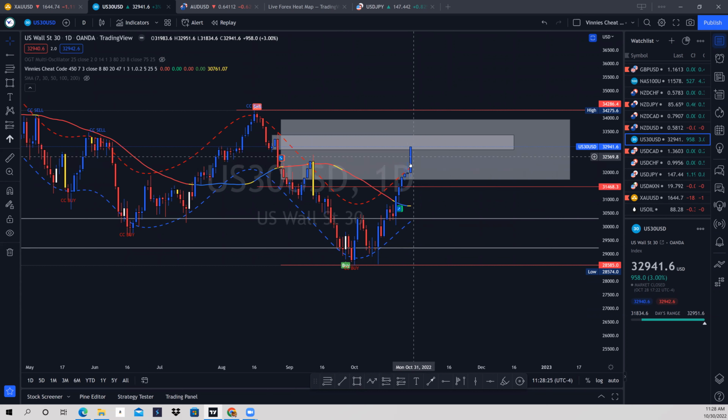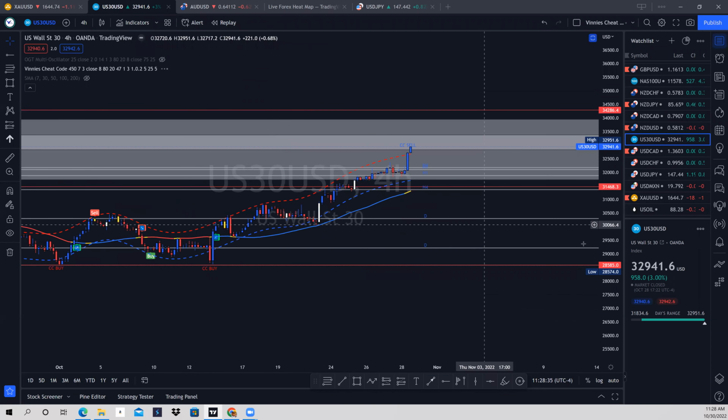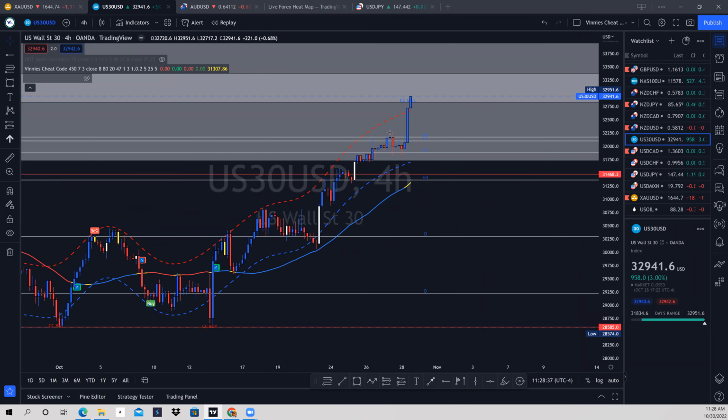Now, all we're waiting for is just a cheat code sell signal on the daily time frame. I think we have it on the 4-hour time frame already. Yeah, which we do. We have a cheat code sell signal on the 4-hour time frame. Now, all we want to do is wait for price to close back inside of the band. That will be a confirmation entry. An aggressive entry would be to take a sell right now, which we don't want to do.